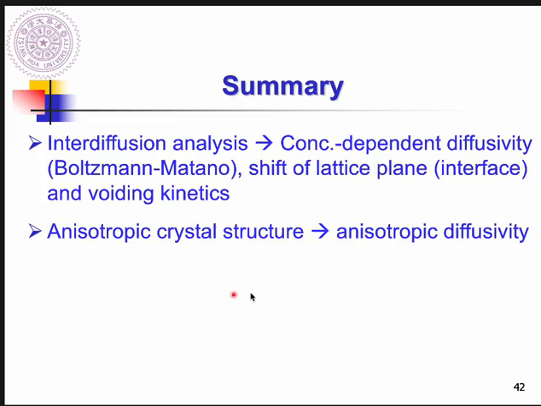And the other important take-home message would be that when you have anisotropic crystal structures, for example tetragonal, besides all the cubic structures, for the rest of them you need to formulate the diffusivity tensor. And under that case, we will say you have anisotropic diffusivity.